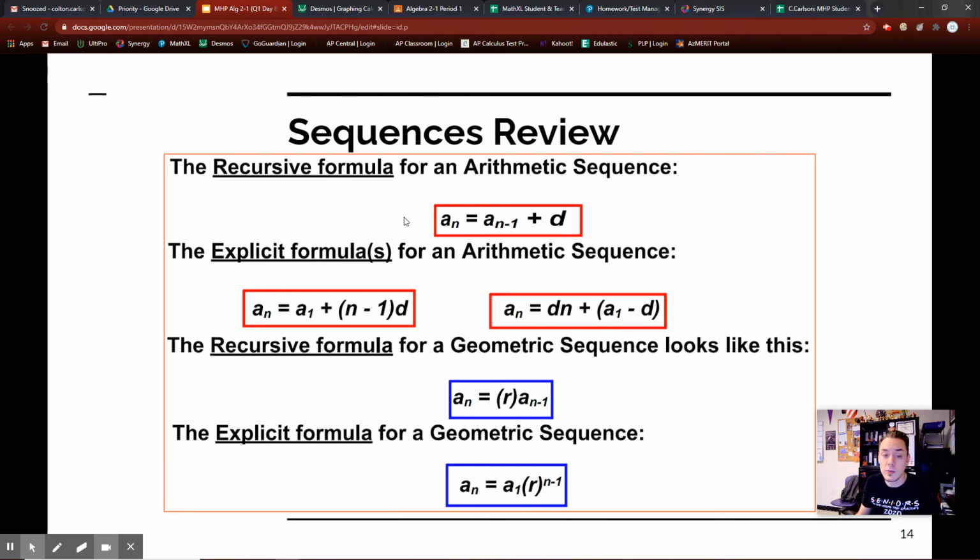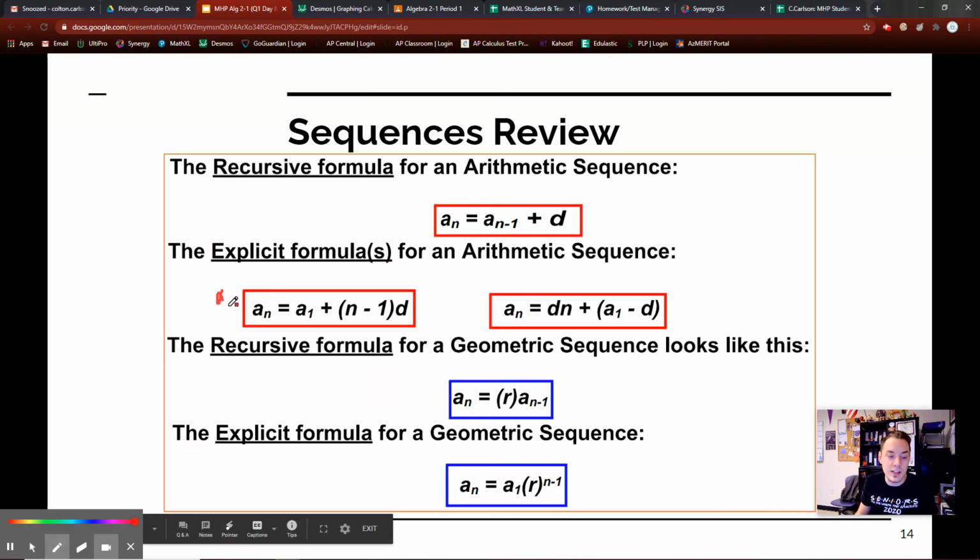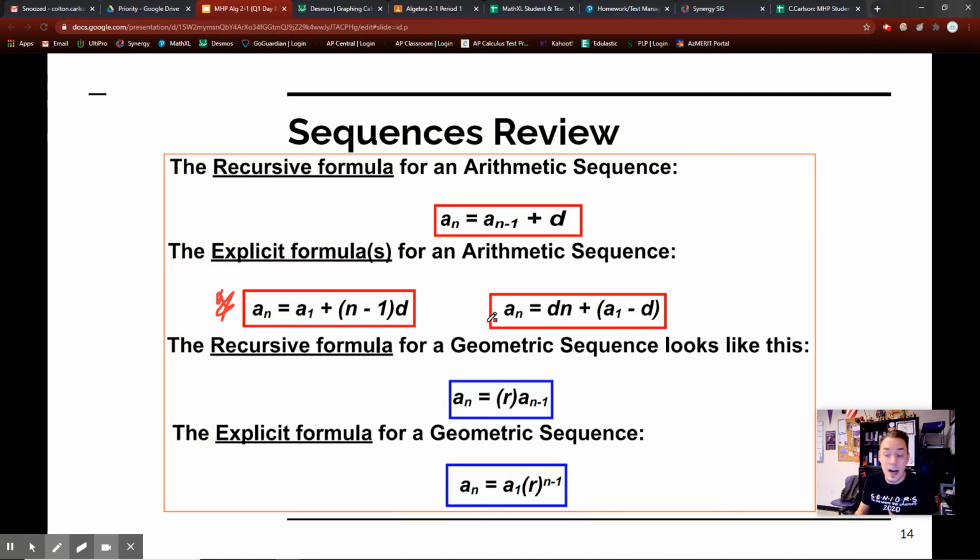So first things first, what is the recursive formula for an arithmetic sequence? I have this. a sub n equals a sub n minus 1 plus d. Explicit formula, what is that? There's actually 2 of them. Remember, I usually use this one. I didn't really use that one, but you could use either one if you wanted to. You could do it either way.